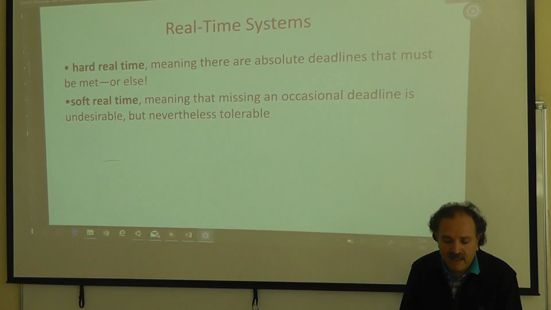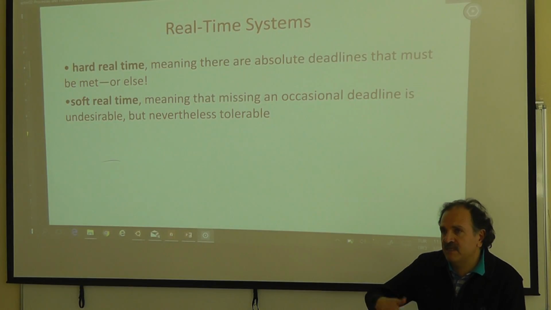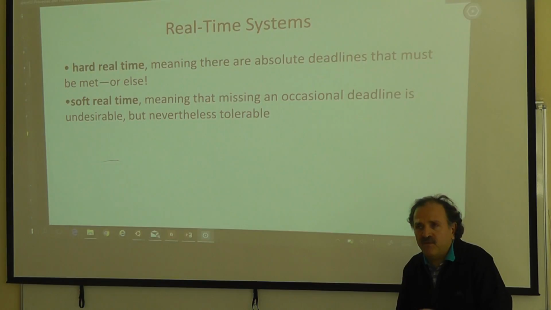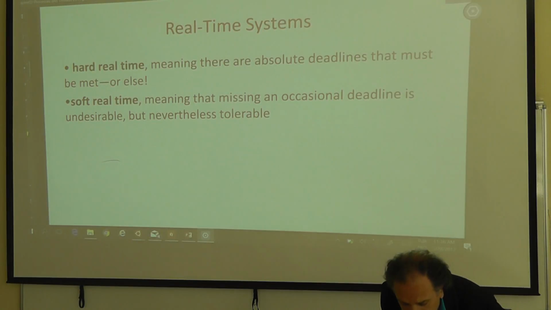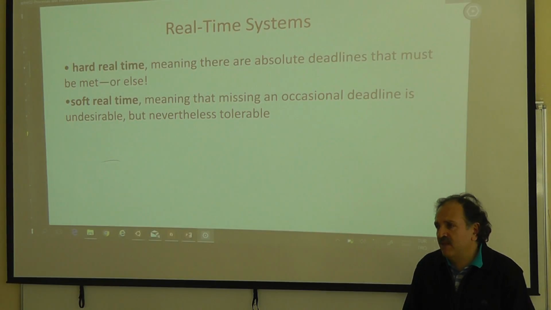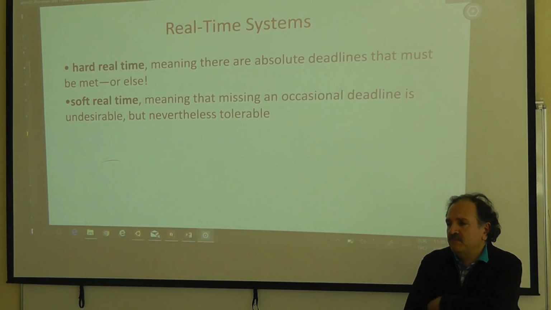For example, a DVD player, okay? A DVD player is supposed to show 25 frames per second. If you show 25 frames per second for 2 hours, it is okay. But if you just miss one frame in an hour, maybe the user will notice it, but it will not be the end of the world because it is tolerable. Sometimes that kind of problem happens.